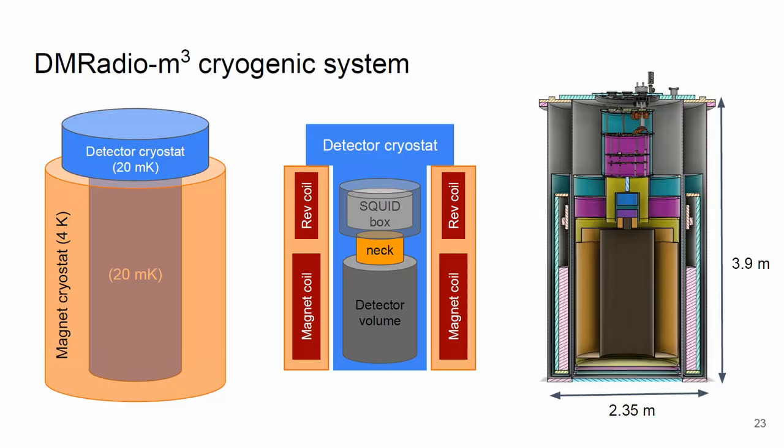There's the magnet coils. There's the bucking coils to decrease the field in this region as much as possible because we want our detector, our coax, to be in the high B field region. And then this is the neck connecting the coax to the tunable capacitor in the shielded, low field region. We want our SQUID to be in the low field region, so that's how it looks. The scale is about 2.35 meters across and almost 4 meters high. So it's a large detector.